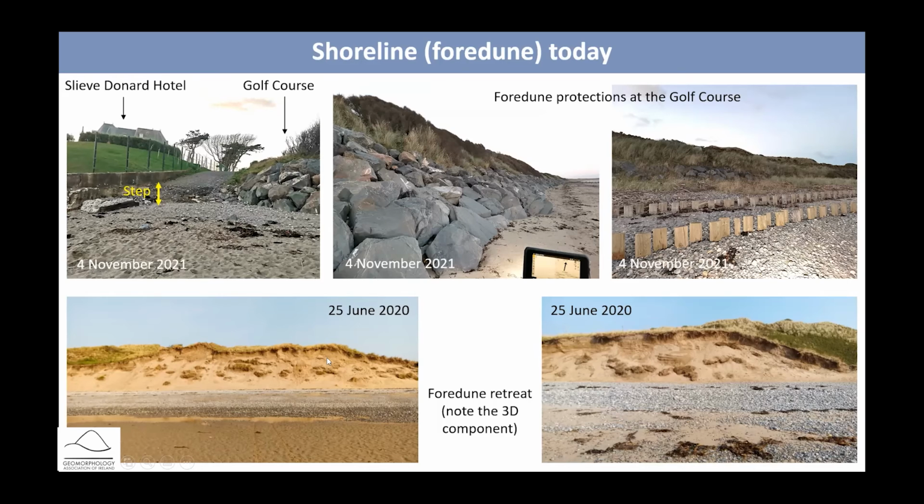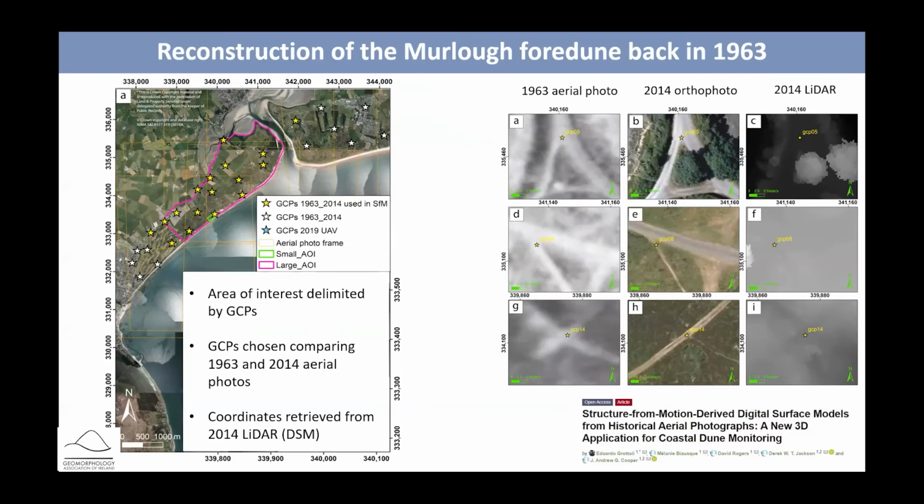And of course, the shoreline analysis in the foredune doesn't take into account the elevation. Like in this case, you can see how the vegetation edge doesn't necessarily correspond to the dune base. So to improve this aspect, we built a new application of the structure from motion technique to reconstruct the 3D surface of the area from the older aerial photographs.